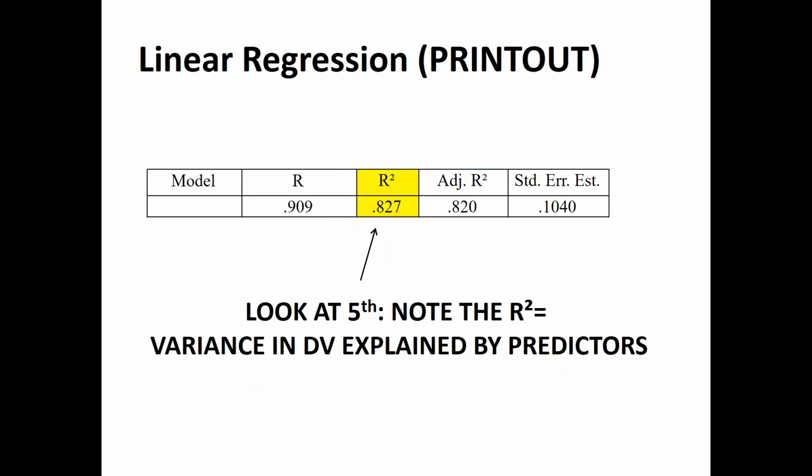So 83% of the variance in the pretest to post-test change scores is explained by the 3 variables in our regression model, which is very high. So this is also an effect size. It's a very high effect size and a very high percentage of variance explained. Typically, 40%, 50% is high, so this is very high.